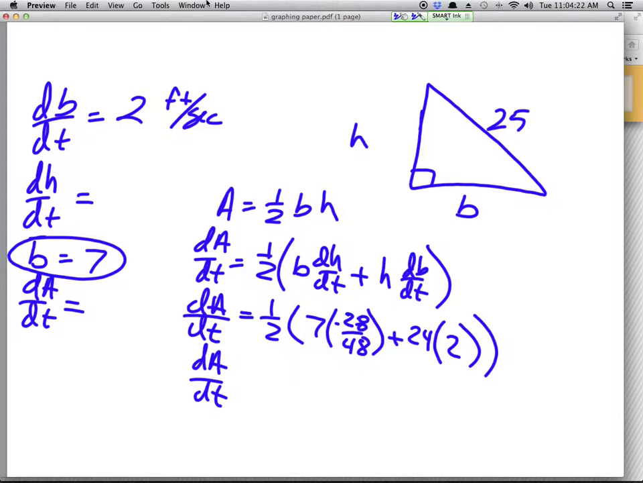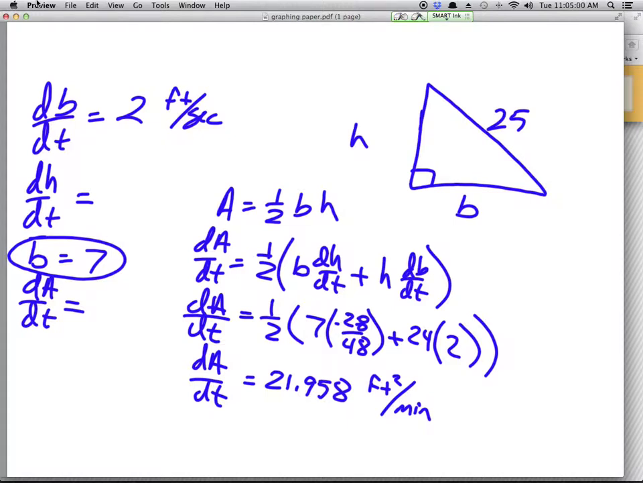I think it was 21 something. Oh, there it is: 21.958. What are my units there? It's area, so it needs to be squared, so that's feet squared per minute. What was that telling me? The area is increasing because dA over dt is positive. Very good. All right, part C.